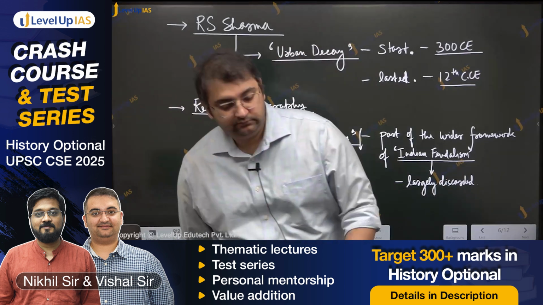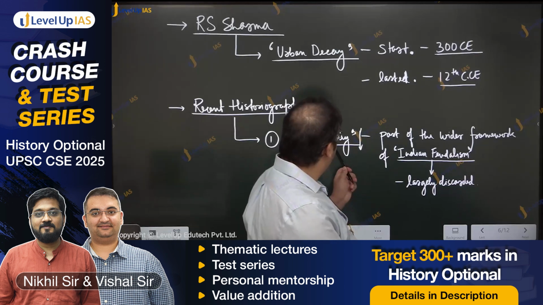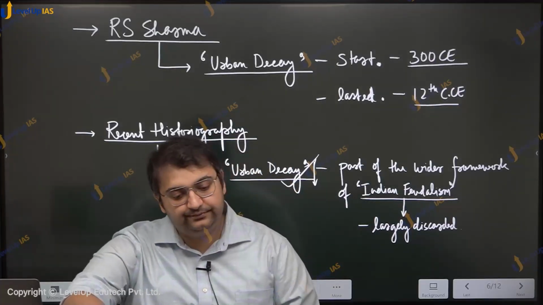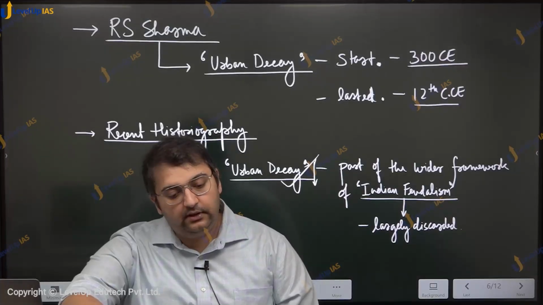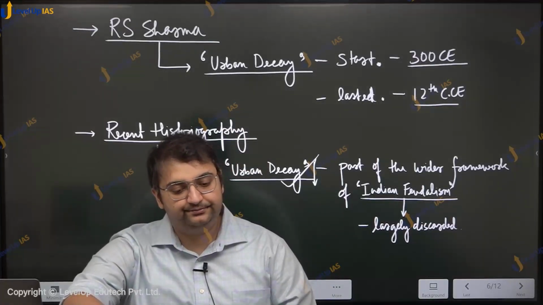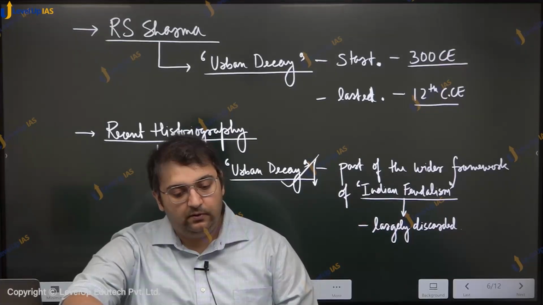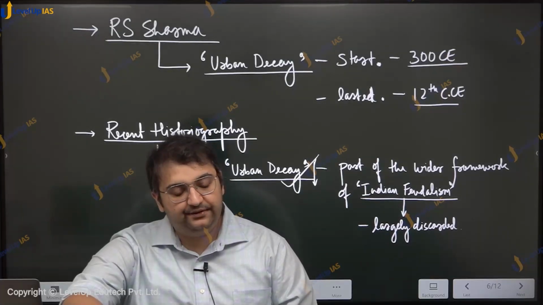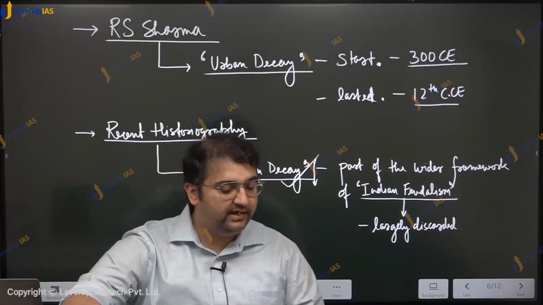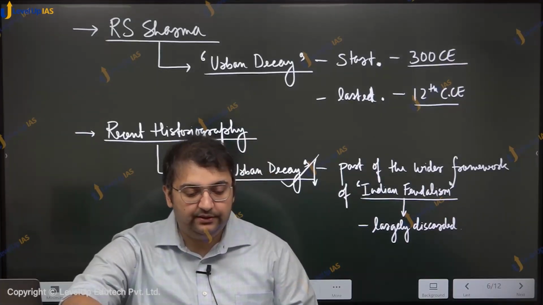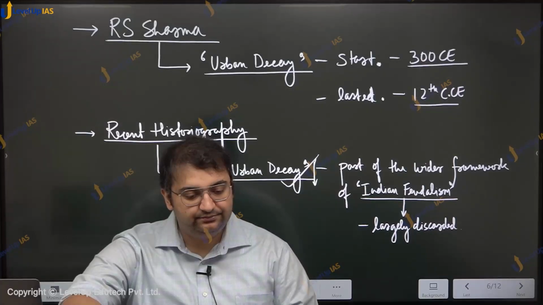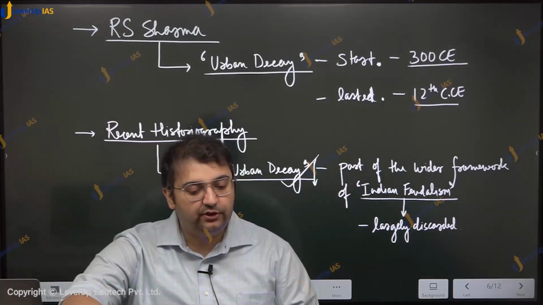Firstly, comma, the phenomenon of urban decay is part of the wider framework of Indian feudalism, which has itself been fundamentally weakened by recent historiography.